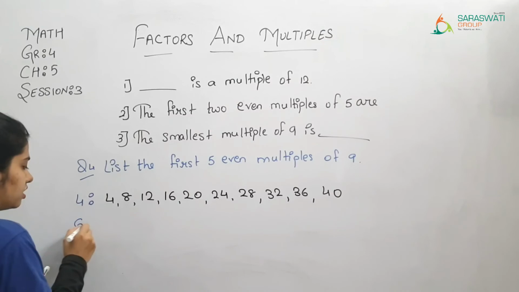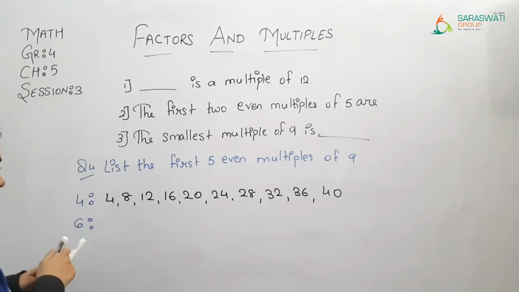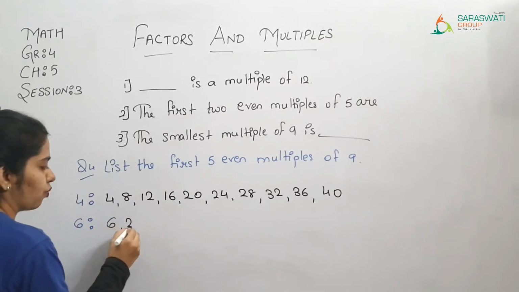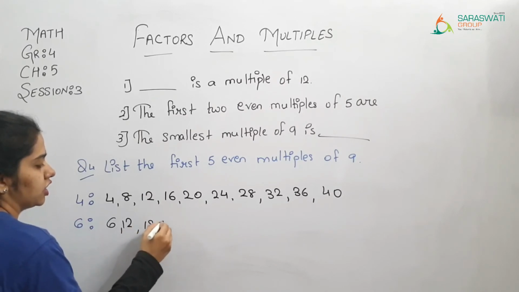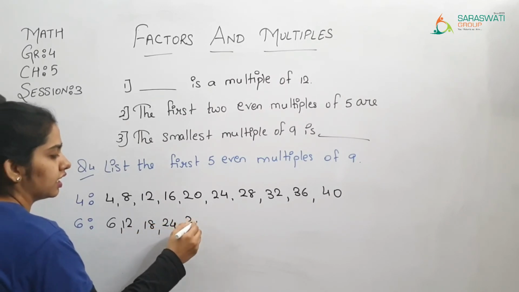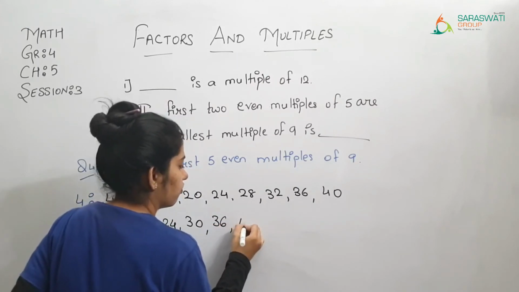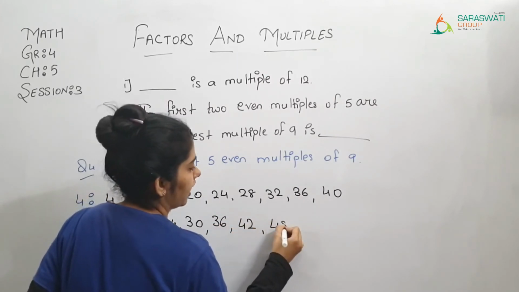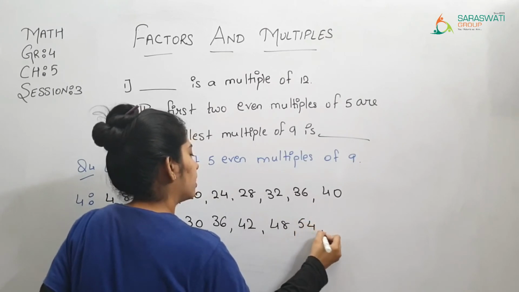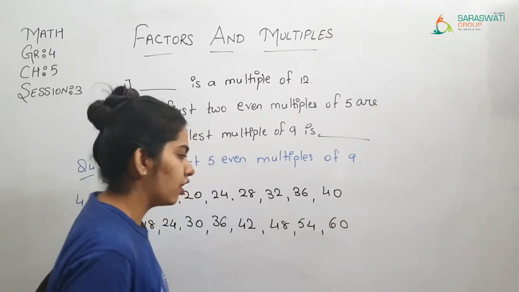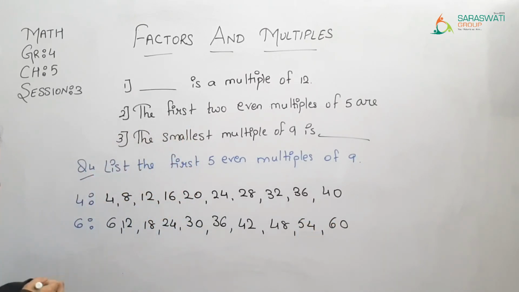Now multiples of 6. So 6 ones are 6, 6 twos are 12, 18, 24, 30, 36, 42, 48, 54 and 60. Okay? So these are the multiples of 6.